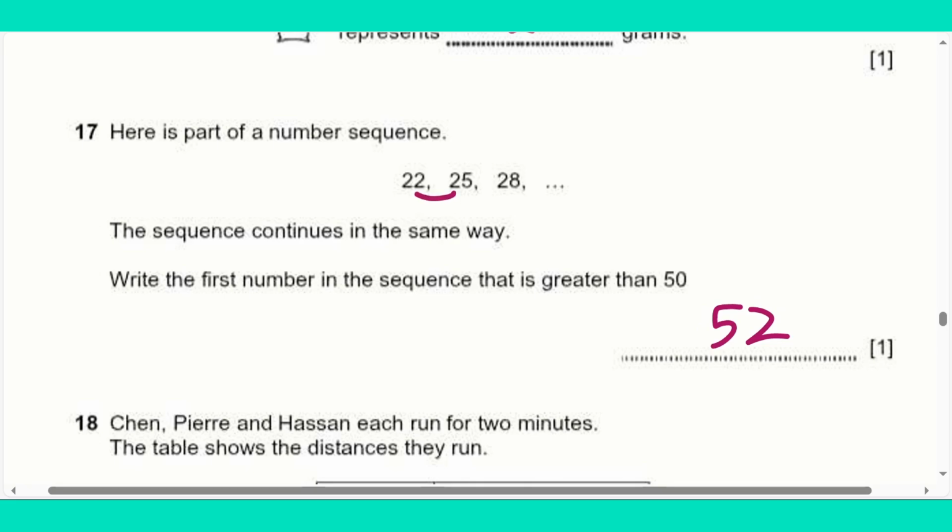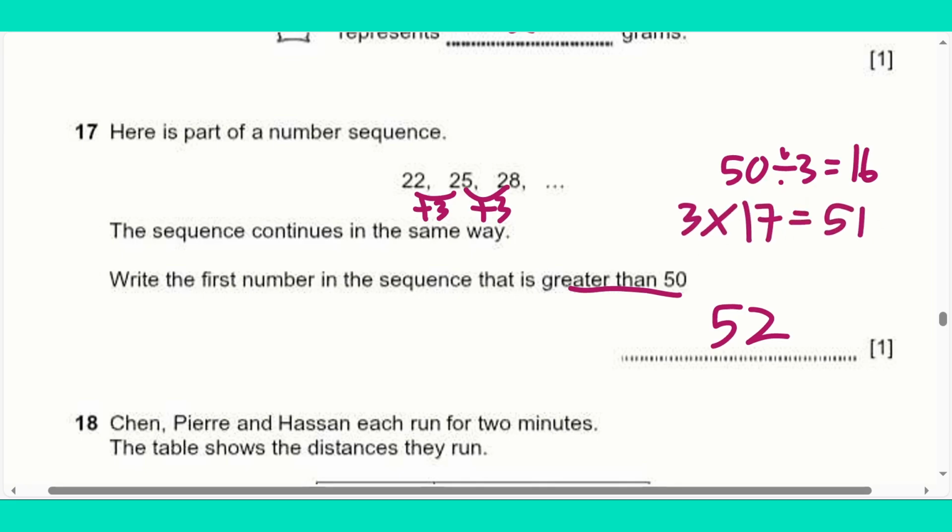So we see that to get the next term we have to add 3. So this is related to the multiples of 3, now greater than 50. So we have to know that 50 divided by 3 is approximately 16 or around 17. So 3 times 17 will be greater than 50, that is 51. So this is greater, so 17. But for 51 in here, you have to add 1 to get 52.